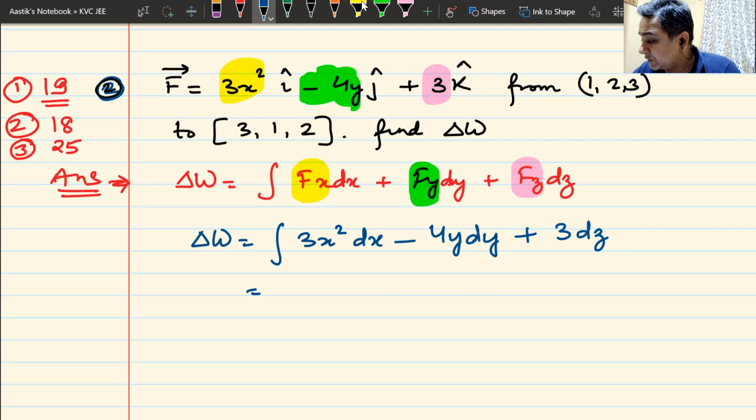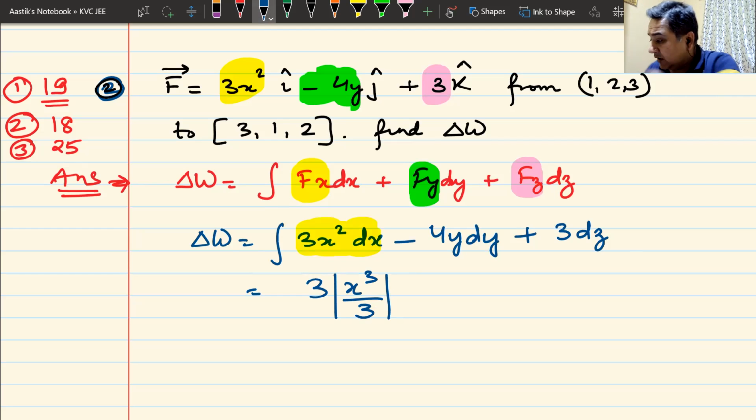So the first integral, the yellow integral, is the integral of 3x squared dx. I don't have to write it separately. What is the integral of 3x squared dx? 3 will come out. What is the integral of x squared dx? So the answer would be 3x cubed by 3. I have to put the limits of x. What are the limits of x? The lower limit is 1 and the upper limit is 3. So what I have done, I have cut the in-between steps out: separating the integrals, integrating them, putting the limits. Everything has been cut, and I have reached the final step where I have integrated it and written the result straight away.